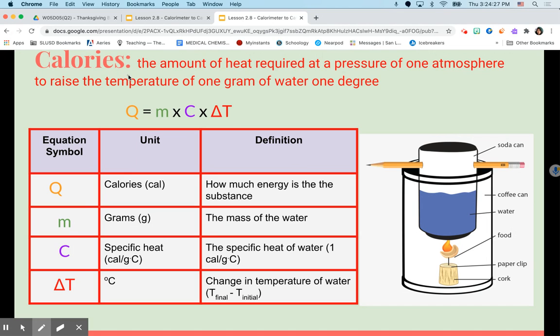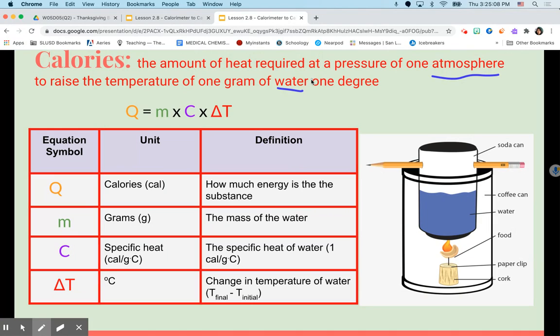So, let's read it first and see if it makes sense. Calories is the amount of heat required at a pressure of 1 atmosphere to raise the temperature of 1 gram of water 1 degree. This is kind of a weird definition, because often when we see calories, we're measuring calories in food. So what does this have to do with water at 1 atmosphere of pressure, right?